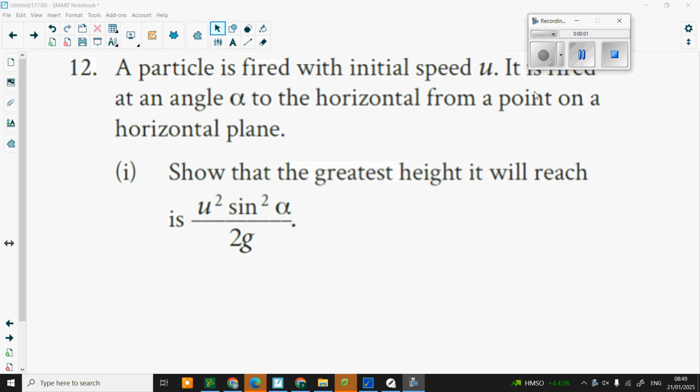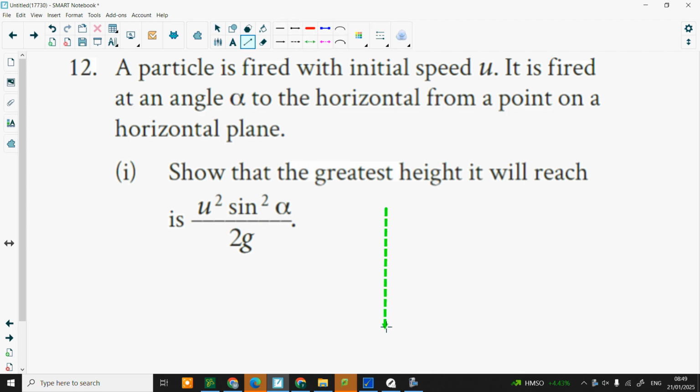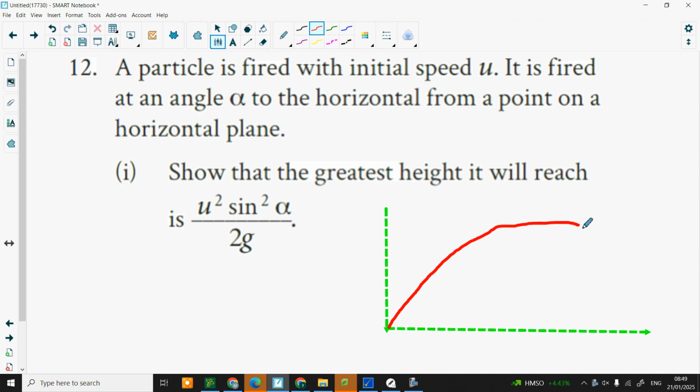Now, a particle is fired at speed u. It is fired at an angle alpha to the horizontal from a point on the horizontal plane. Show that the greatest height you'll reach is this formula here. Now, what did we discuss earlier? That if you're starting and ending at the same level of ground, what can we say about the flight? What's the word we used?